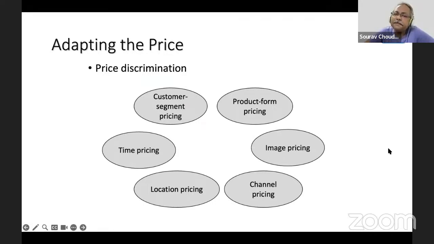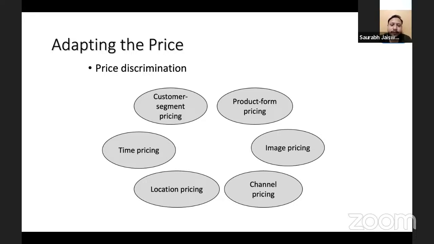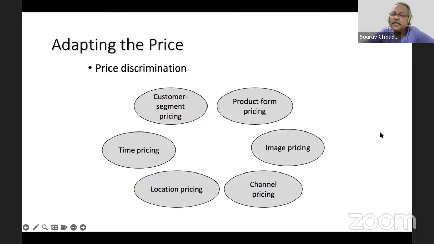Time pricing. Again, I give you an example of a movie. You go to a morning show, the ticket prices are low. Go to a matinee show, the ticket prices are high. Go to a night show, the prices are low. So different times. In festival times, different products have different kinds of pricing, and exactly that's what time pricing is, as you said. Seasonal pricing: same product, seasonal demand goes up, the pricing goes up. Those are all different kinds of price discrimination.